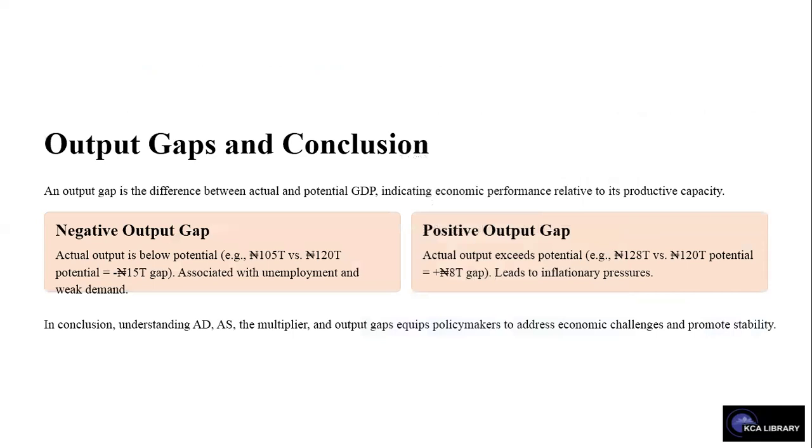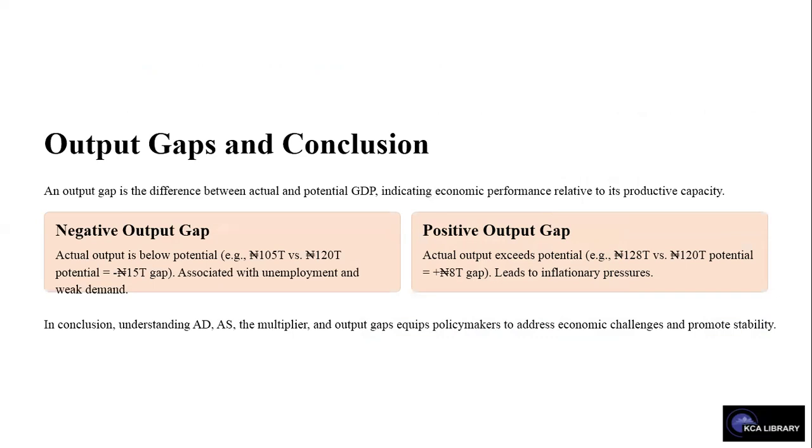We've been talking about gaps, and we need to talk about the output gap. When we talk about the output gap, it is the difference between actual and potential GDP, which indicates economic performance relative to its productive capacity. And we have the negative output gap and the positive output gap.